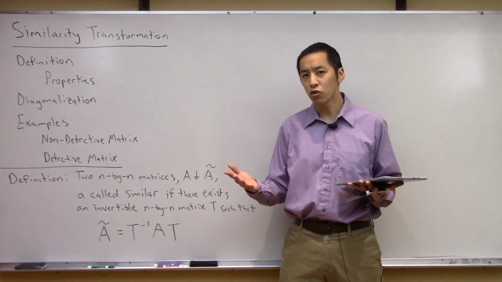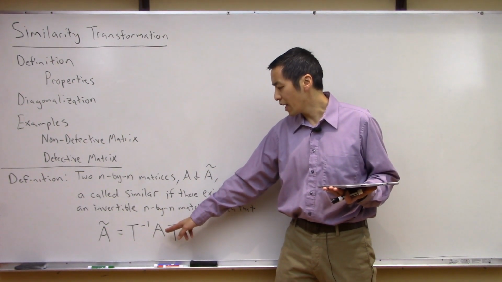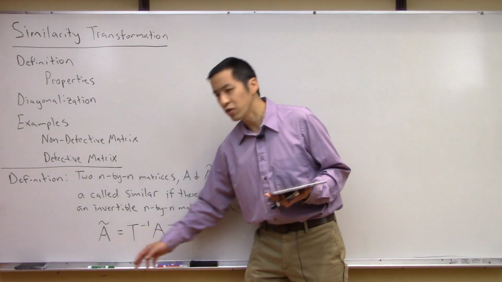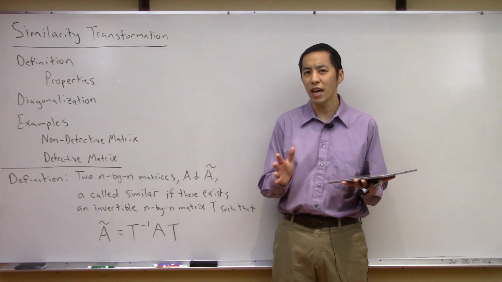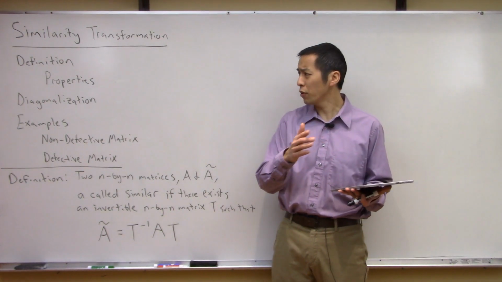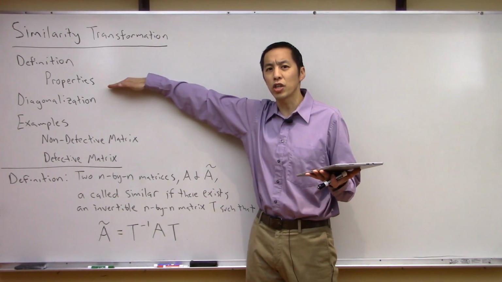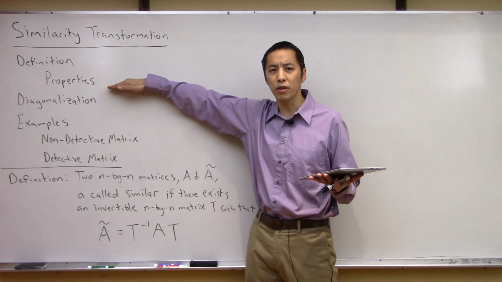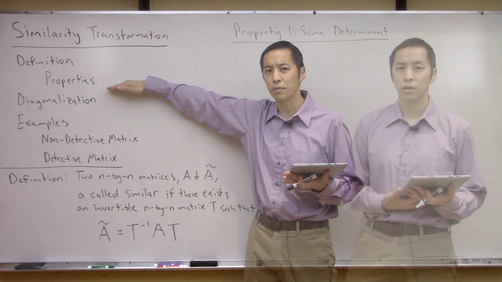So if you're able to find this matrix T, you have these matrices A and A tilde which are similar to one another. We're going to see what that means. It means that A and A tilde share some properties. In fact, why don't we start talking about that right now? In this discussion, I'd like to talk about 5 different properties of the matrices A and A tilde, and we'll see how they relate to one another.